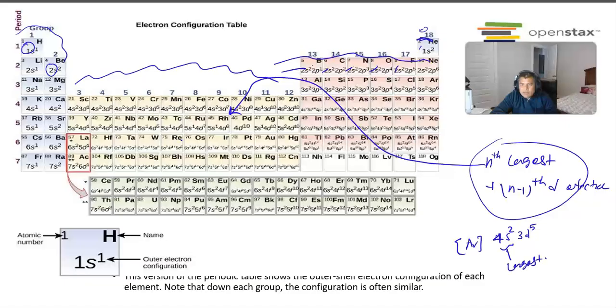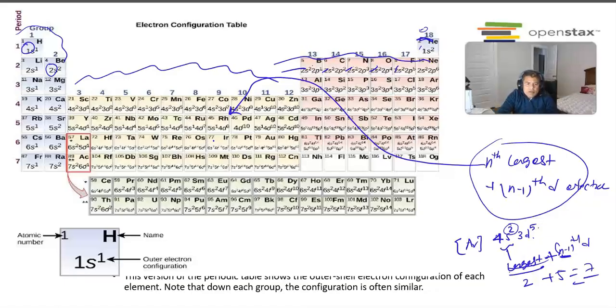The largest n has how many electrons? 2 electrons, plus the n minus 1th d. The largest n is what? 4. 4s has 2 electrons, plus n minus 1, which means 4 minus 1 is 3. 3d has how many? 5. That's why 5 plus 2 is 7. So 7 valence electrons. You can get from here 5 plus 2, 7 valence electrons.